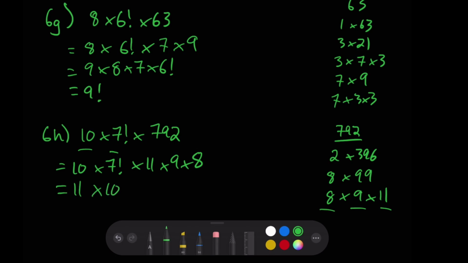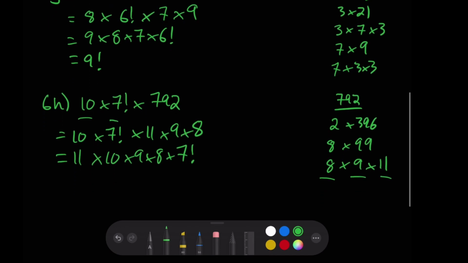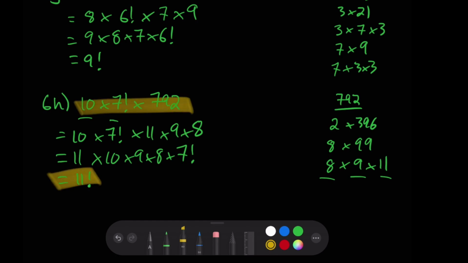11 times 10 times 9 times 8 times 7 factorial. And we don't have any gaps. We're going straight from 11 down, so I can just rewrite this as 11 factorial. If you aren't sure of your answer, we can put this in our calculator and this in our calculator and compare and make sure we're getting the same result each time.